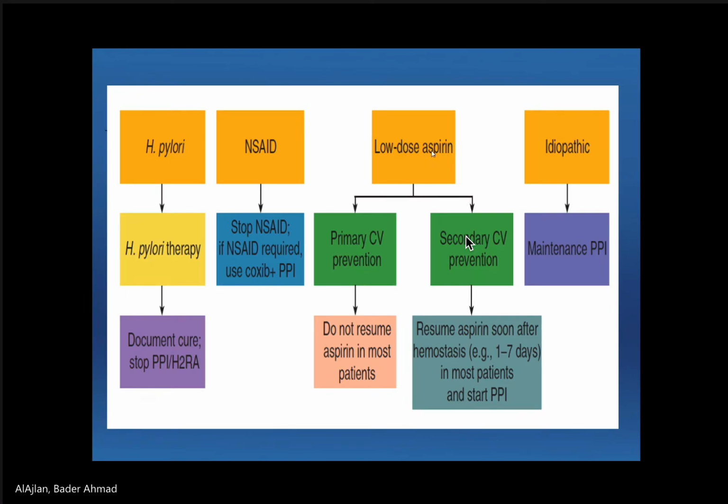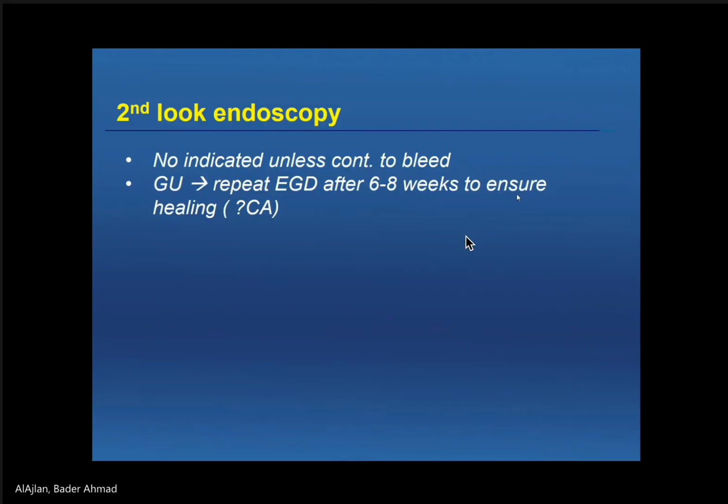If the patient is on aspirin and comes with a bleed, we can stop it for up to 7 days, but after 7 days we need to decide. If it's for primary prevention, then we should not resume it. If it's for secondary prevention, then within 7 days we should resume the medication and also add PPIs. If we do not know the etiology of the ulcers, then we should maintain the patient on a minimal dose of PPI life long until we figure out the cause.